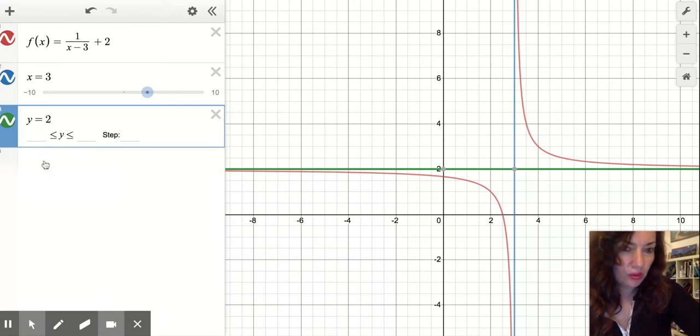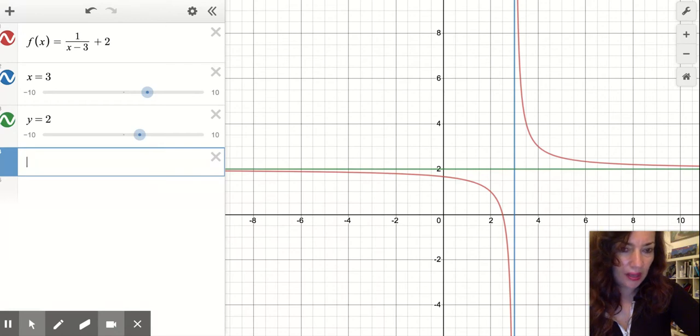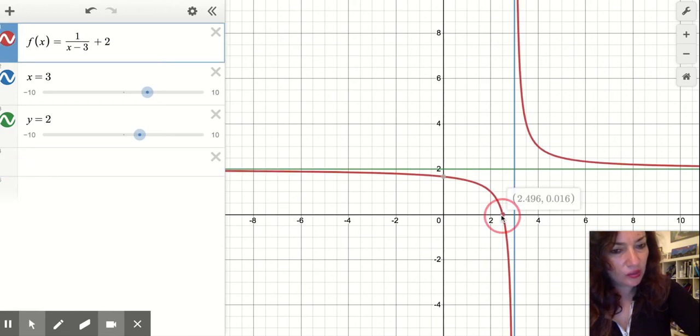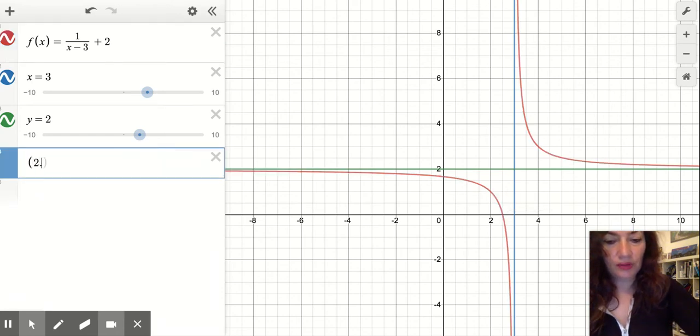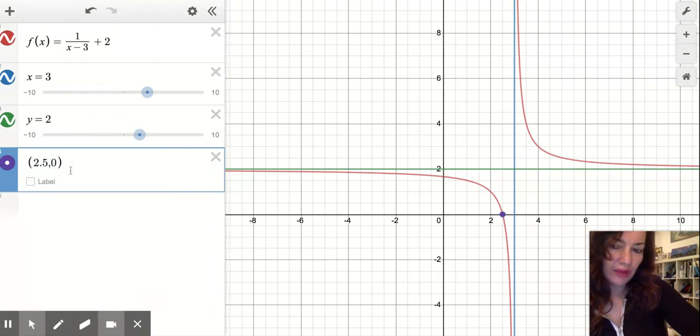I also want you to find the x and y intercepts. So you can look at the graph to see where the graph goes through the x-axis. You can actually see right here at the point 2.5 comma 0 is an x-intercept. Also, the way you can find it is if you plug in 0 for y and solve for the equation, you will get 2.5 for x. So you can see that when x is 2.5, y is 0.